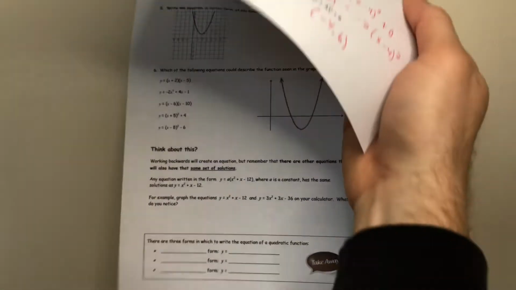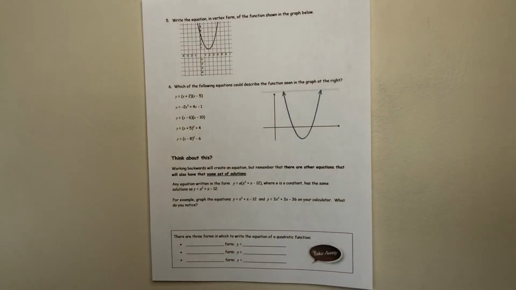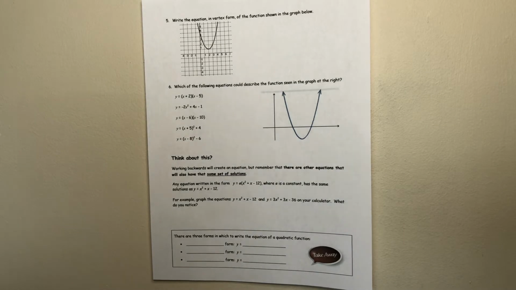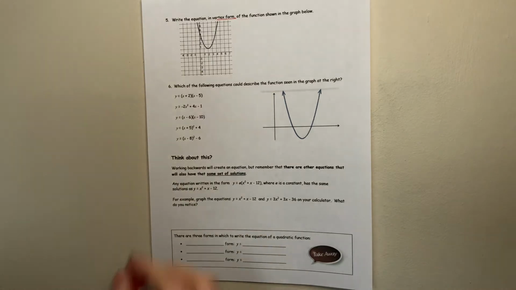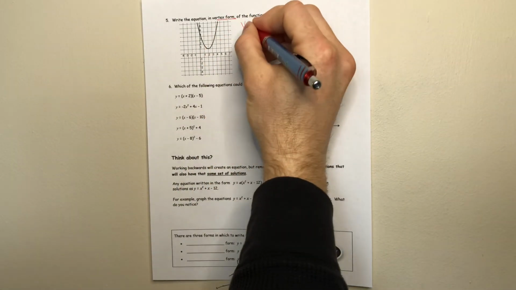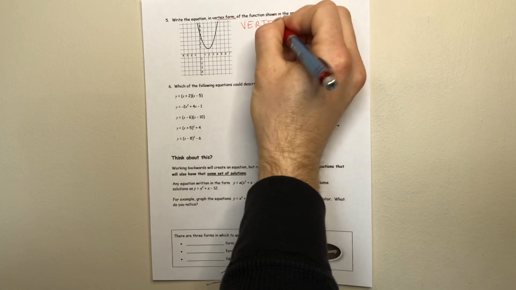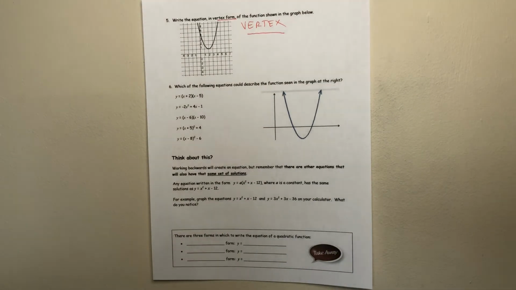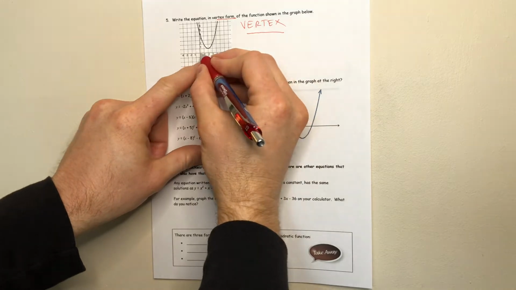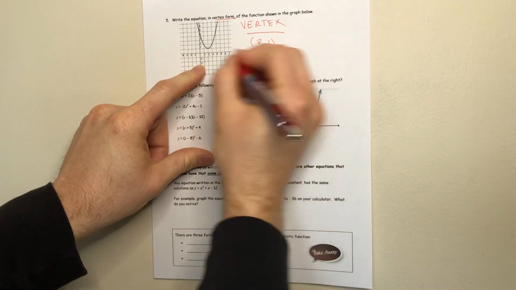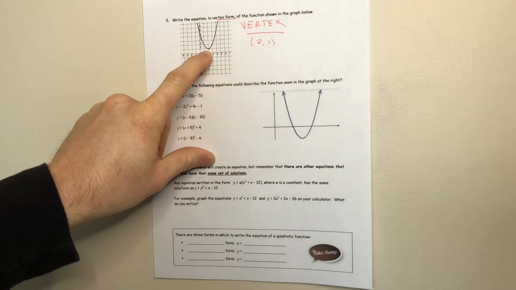All right. Last page. What if I'm given a picture? Can I write this in vertex form? Well, if I want to write it in vertex form, guess what I need to find? You got it, the vertex. So what is the vertex here? It looks like it's at 2, comma 1. I can see that right there.